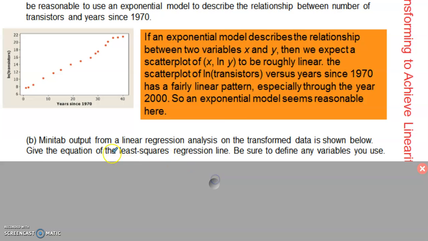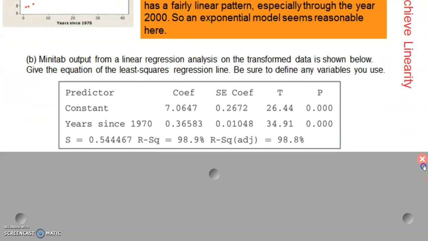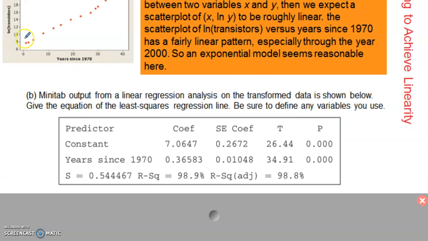Now, there's a Minitab output here of the linear regression of the transform data. Give the equation of the least squares regression line, and be sure to define any variables. So here's the regression on these two variables here, years since 1970 and ln of transistors.